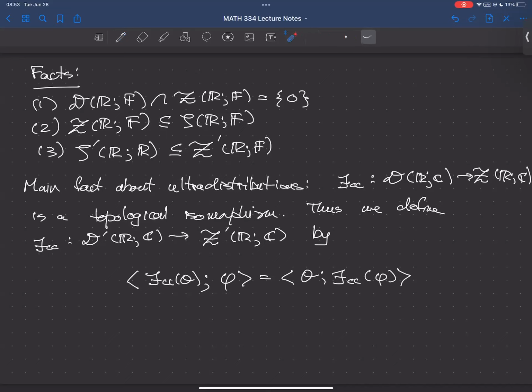So this side will make sense if the CCFT of phi is in D, because theta is in D prime. Therefore, by my assertion that this thing is a topological isomorphism, this means that phi should be in Z. That's how you calculate the Fourier transform of a distribution. You get not a distribution back, but you get an ultra distribution.